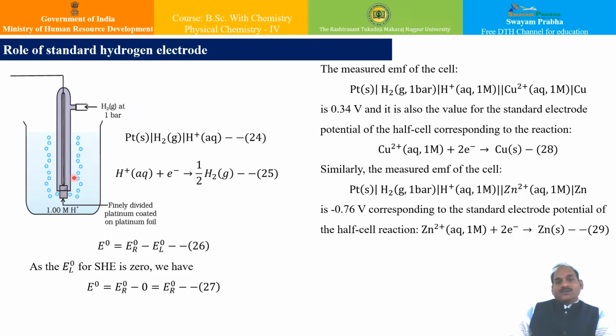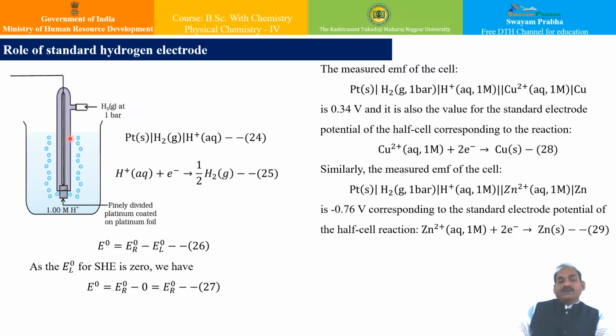Now the concentration of both the reduced and oxidized forms of hydrogen is maintained at unity in this standard hydrogen electrode. What does this imply? This implies that the pressure of hydrogen gas is 1 bar and the concentration of hydrogen ion in solution is also 1 molar. At 25 degrees centigrade, or 298 K, the EMF of the cell gives the reduction potential of the other half cell when it is connected to it.